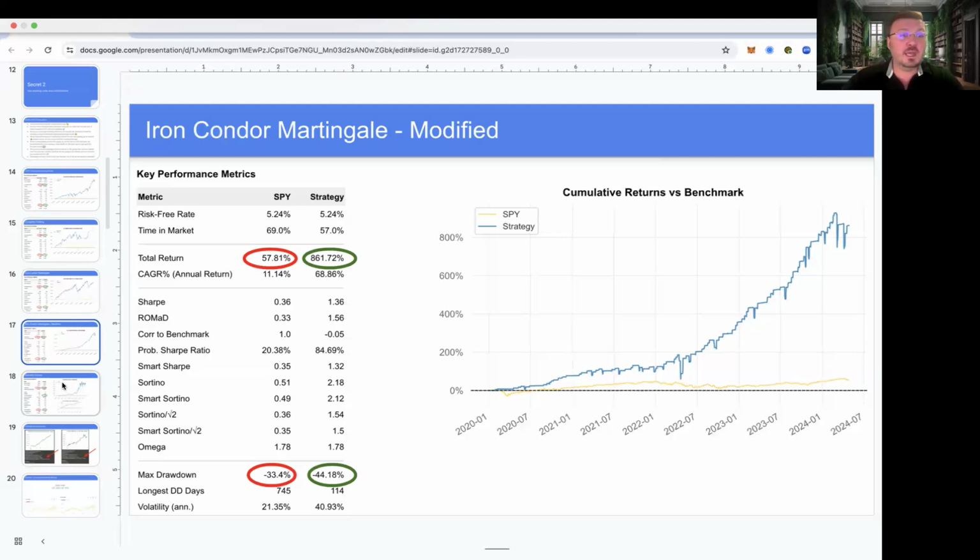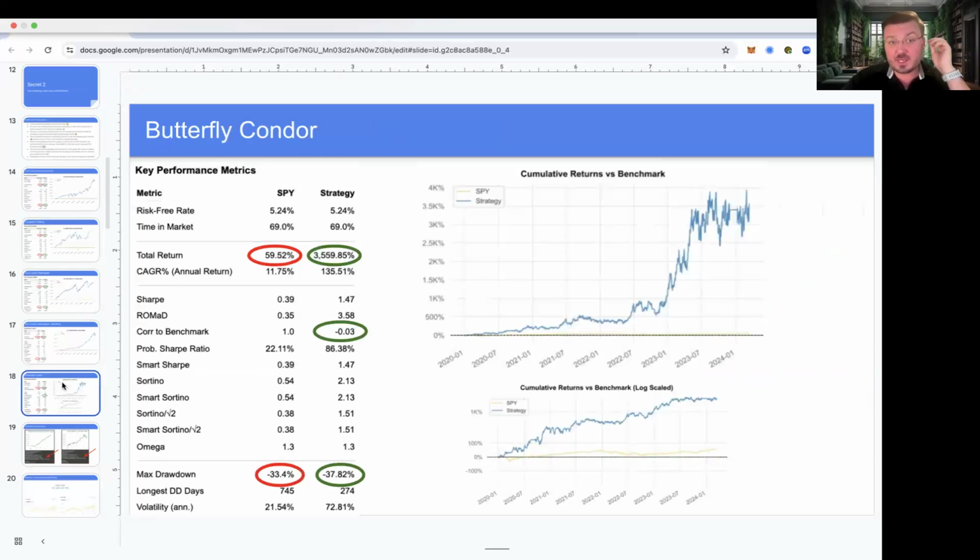Okay. Here's another algorithm. Here's a butterfly condor algorithm. This one's even crazier results. When we backtested it over that same time period, we got a 3,559% return, or in other words, about 135% a year. What's really interesting is they're not correlated to the stock market. It doesn't matter if the stock market's up or down. The correlation to the stock market is about zero, right? And this one had a drawdown of about 37% at some point, but again, recovered very quickly compared to stock market standards. So absolutely mind-blowing results.